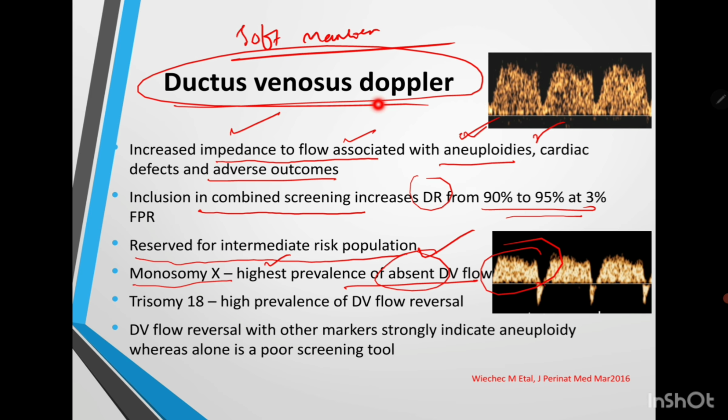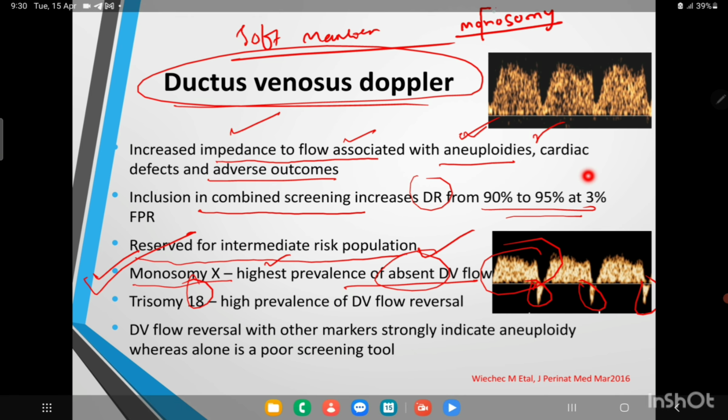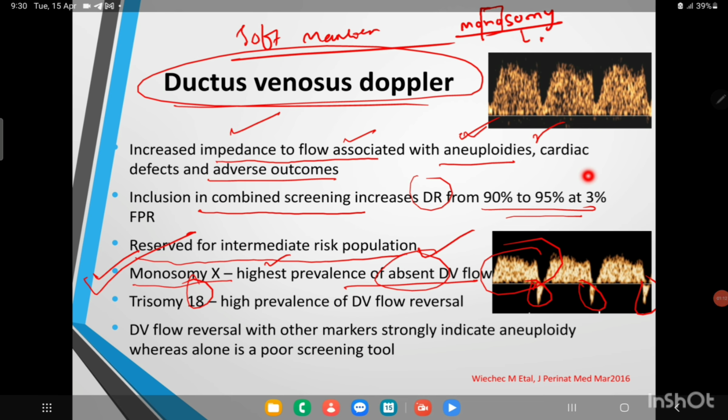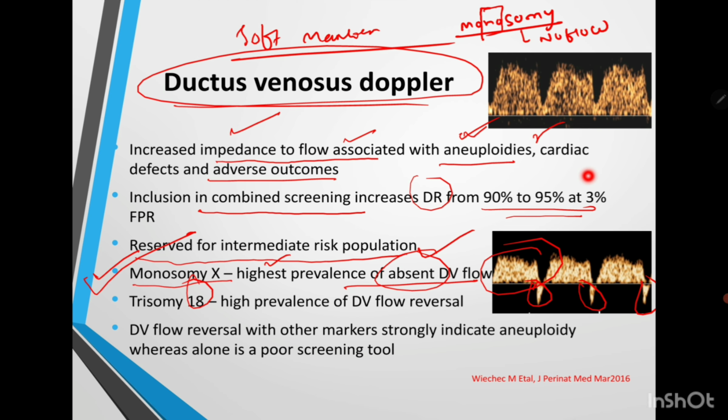Okay, you can see this is the reversal. There will be absent flow in trisomy 18. Very important, they can ask the MCQ question on monosomy X. Remember, in monosomy X, I'm writing here, there will be an absent flow. Monosomy means there will be no. Mono means no, that word is there. So there will be no flow at all. Very easy to remember: monosomy means no flow, that is absent flow in the ductus venosus.